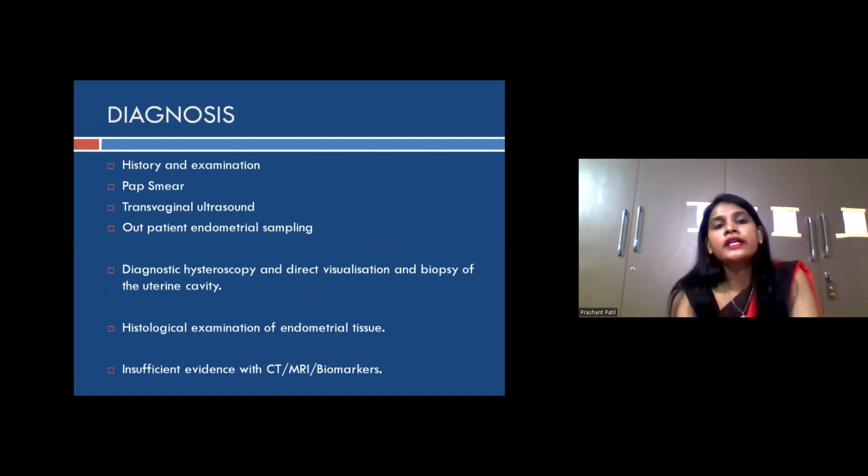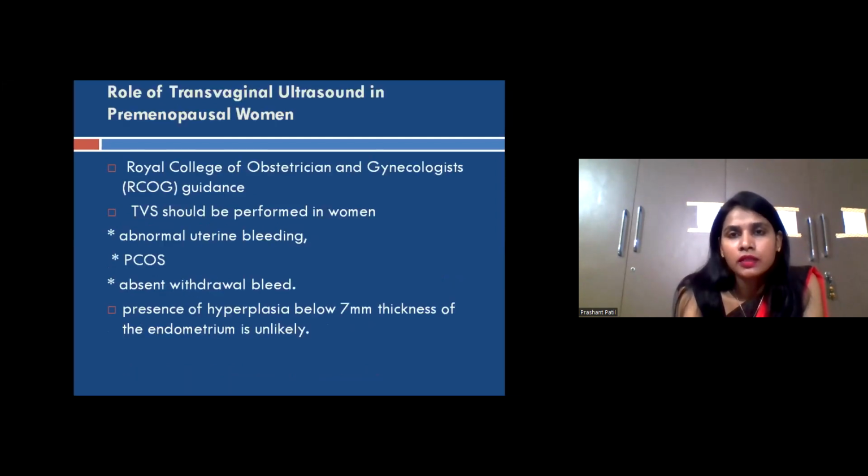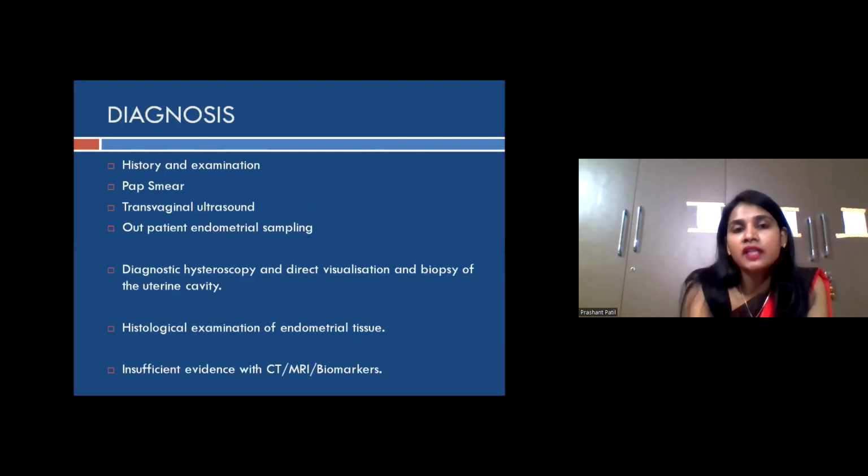So how do we diagnose now? Diagnosis, like I told, requires a thorough history and examination to rule out the causes involved in estrogen excess, the hormonal milieu. So we need to take a complete history, examine, and rule out any ovarian cancers or any other factors which are responsible for hyperestrogenic states. Then we have to do a pap smear according to ACOG.